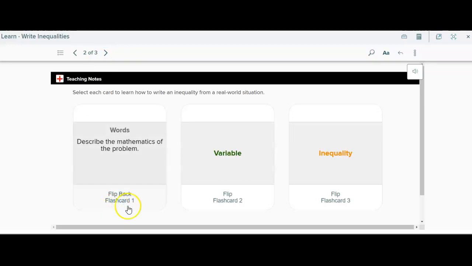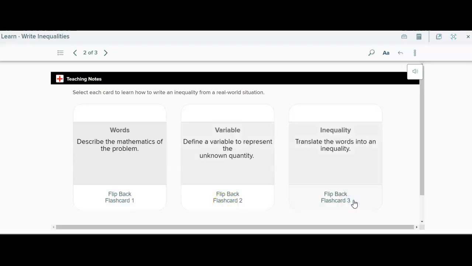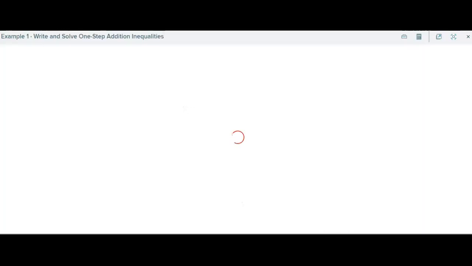So when we want to write an inequality, first we're going to describe the mathematics and then define a variable like we did with solving equations. And then it's very similar to writing equations. The key is just figuring out which inequality symbol to be used. With equations, there's only one. There's an equal sign. But with inequalities, you have 4 different symbols: less than, greater than, less than or equal to, greater than or equal to. So figuring out which one goes there is a little bit more tricky than solving an equation.